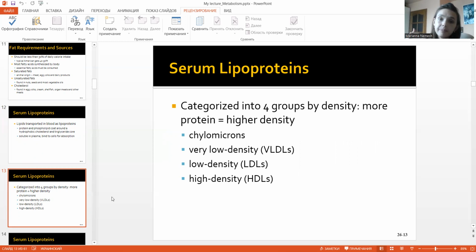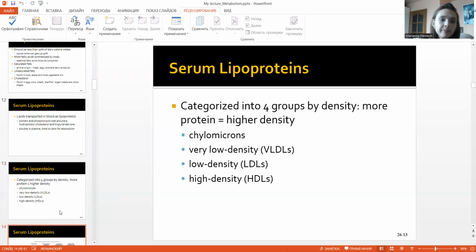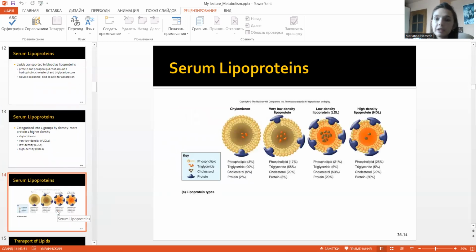When we talk about these categories of very low density and high density lipoproteins, we mainly mean the structural composition, how much protein they have. For example, chylomicrons have only 2% protein, and very low density lipoproteins have only 8% protein. Low density and high density lipoproteins have bigger percentages of protein. So lipoproteins which have higher percentages of protein will have higher density. Also, you can see in this slide that they have different ratios of triglycerides and cholesterol.